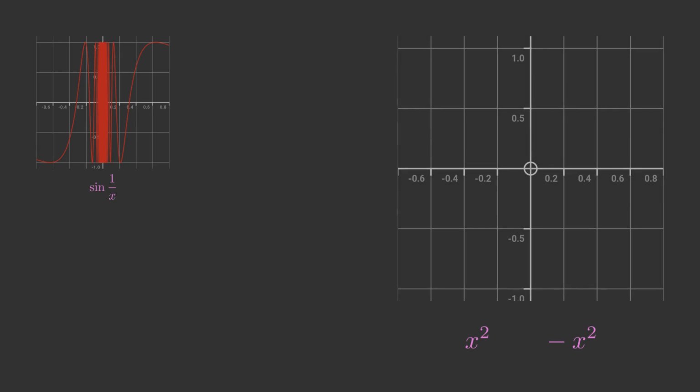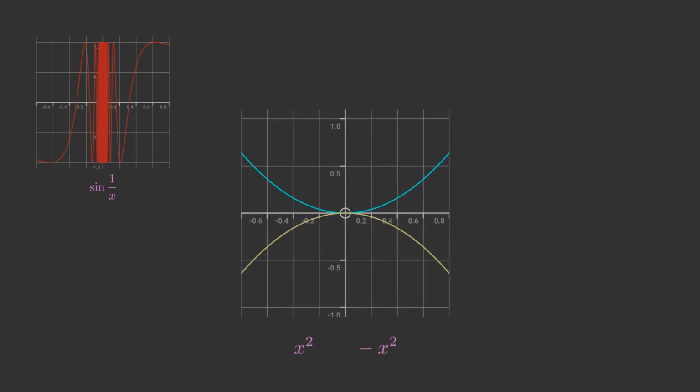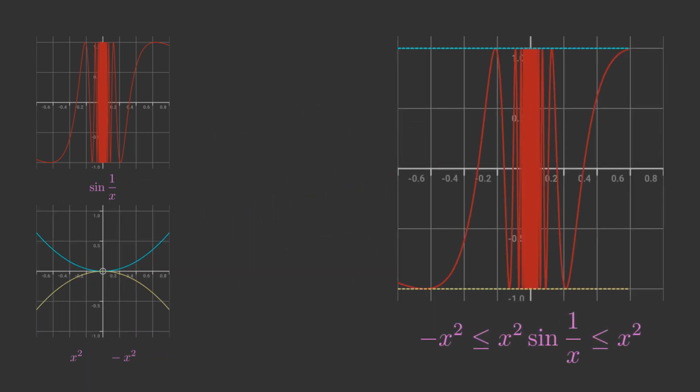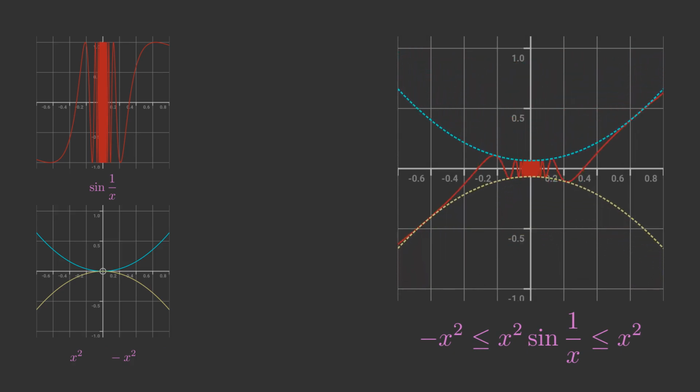Well, at any point where sine 1 over x is equal to 1, f of x will be equal to x squared. And at any point where sine 1 over x is equal to minus 1, f of x will be equal to minus x squared. These are the extreme values. At any other point, the magnitude of sine 1 over x is less than 1, so f of x will be somewhere between minus x squared and plus x squared. So f of x is squeezed between these two values.